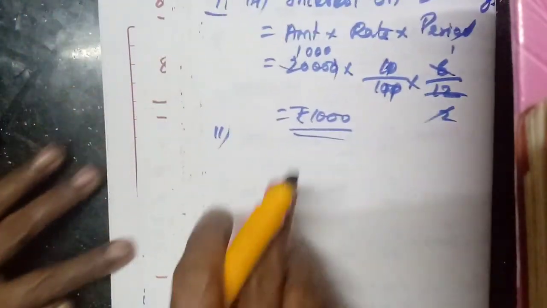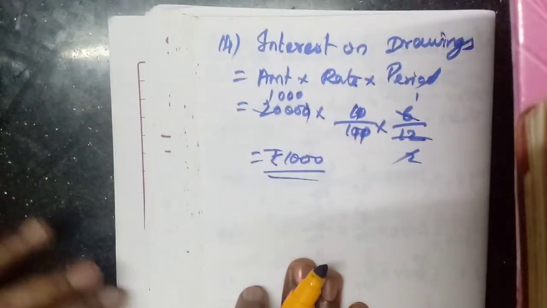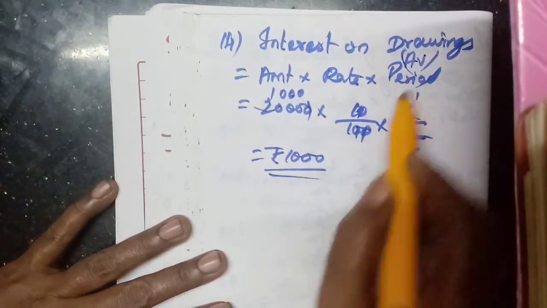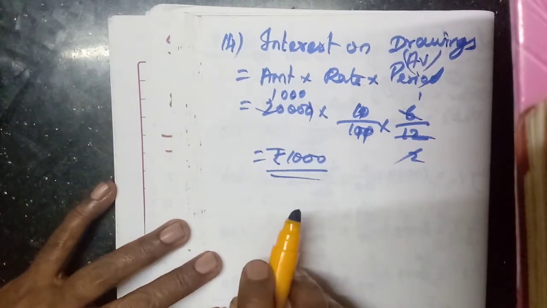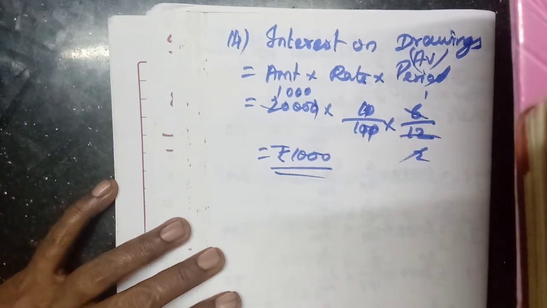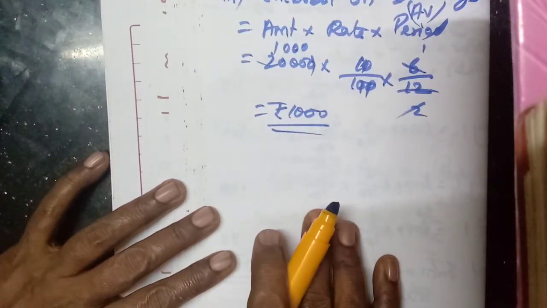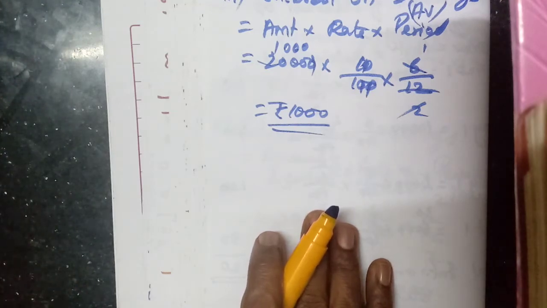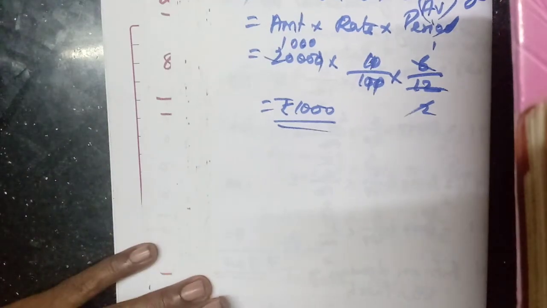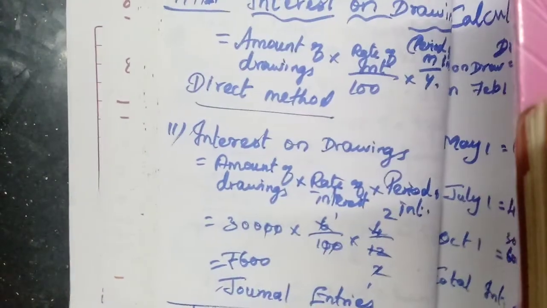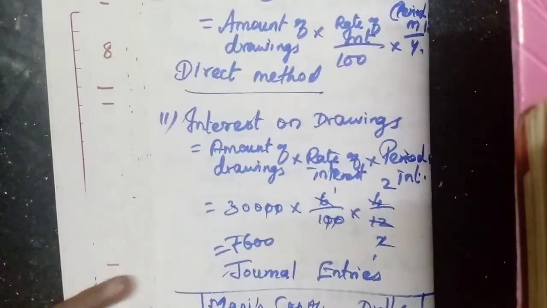Easy one. Okay, for 2 marks they can ask. Okay, students, only thing you have to remember the period, average period, if they have not given the date of drawings. If they have given, we can calculate the month. Otherwise 6 by 12. Okay, have you understood these 4 problems? Then the next method I will teach you next day, product method. This one is the direct method. Directly we are calculating. What is the formula? Amount of drawings into rate of interest into period of interest.